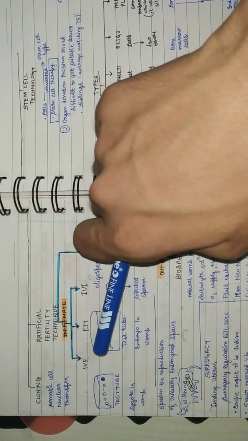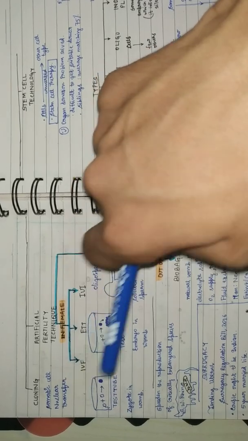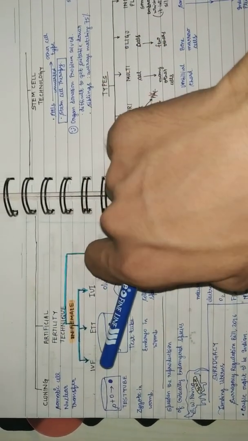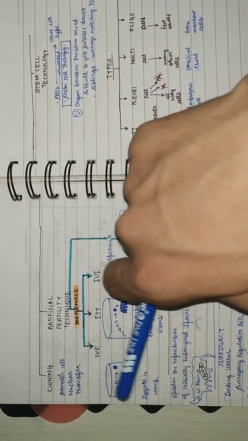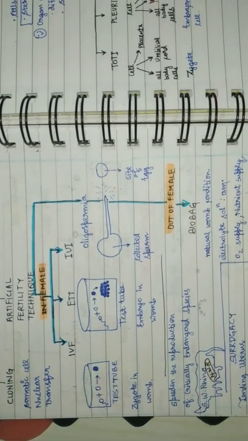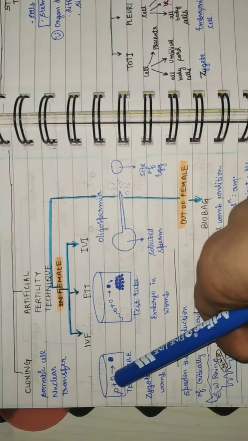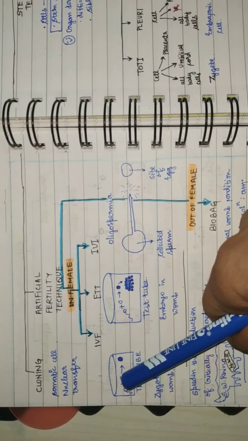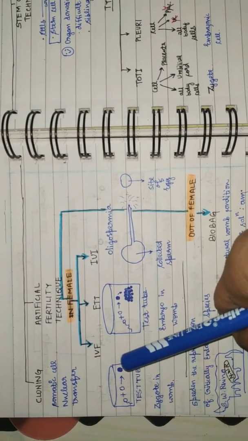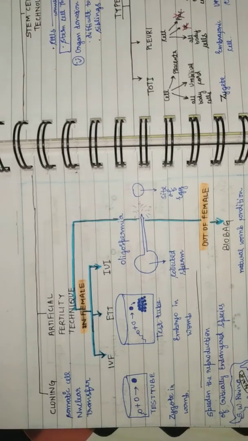The first technique is in vitro fertilization. Vitro means lab, so in vitro means fertilization in a lab. Let's see closely. An egg cell is taken, or a sperm cell is taken, or both are taken. They are fertilized in a test tube. The resulting zygote is transferred into the womb.